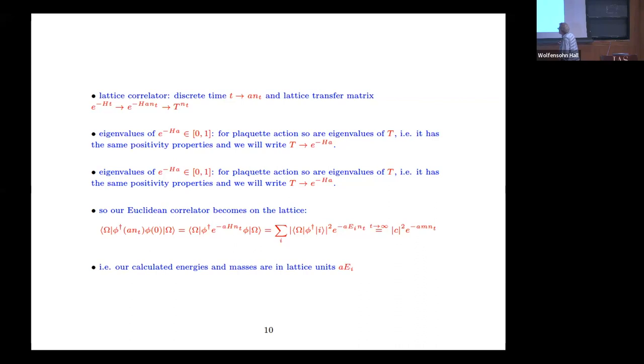So it so happens that the plaquette action I'm using behaves exactly like an exponential of a Hamiltonian. So that's good, and I will continue to write it in this form for that reason. It has the same positivity properties. However, one has, of course, to realize that the Hamiltonian on the lattice is different from the continuum Hamiltonian, and it's precisely extrapolating it to the continuum that we're doing when we look at these eigenvalues and extrapolate those to the continuum.